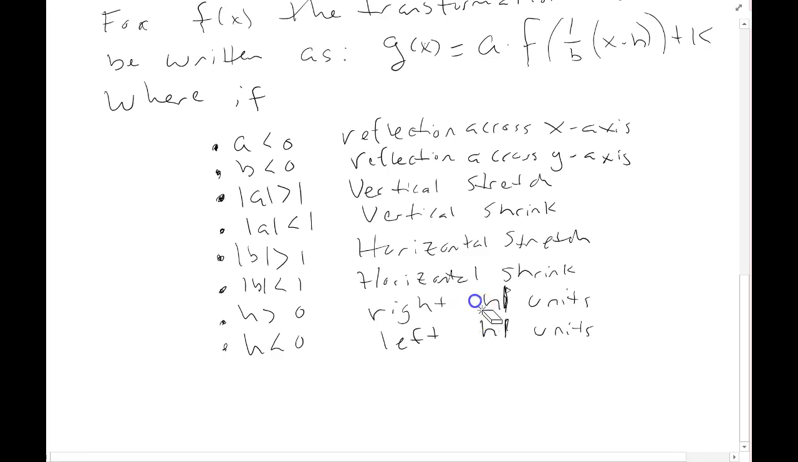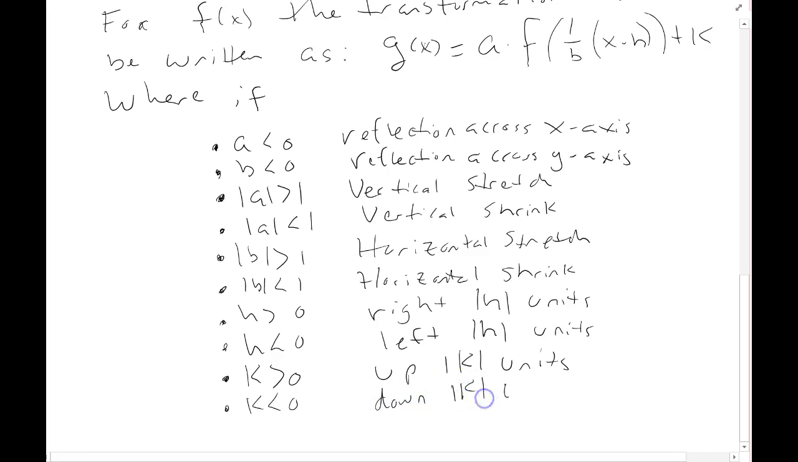I put the absolute values there because the sign really tells you the direction. So if h is -5, I wouldn't want to say left -5 units. That doesn't make sense. We're going left just 5 units. So the direction on the x-axis is already kind of dictated in there. So if the k is positive, we're going to go up k units. And if the k is negative, we're going to go down |k| units.